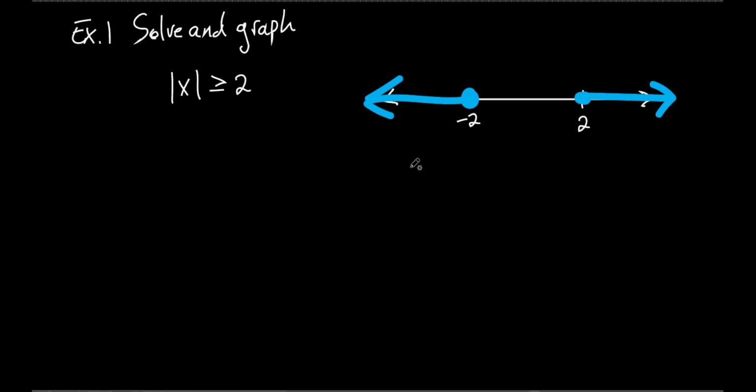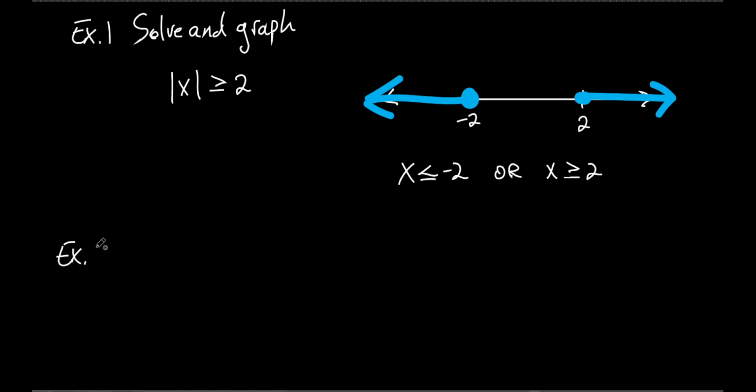And so now you've got to write down your solution. So what's your solution? X is what? Well, let's go left and right. So x is less than or equal to -2. What's the word in between? Or. X is greater than or equal to +2. So there's your graph, there's your answer. That's your solution. Okay? Let's do another one.